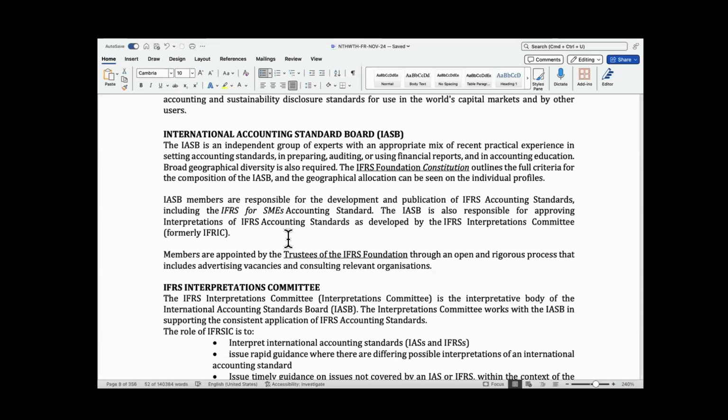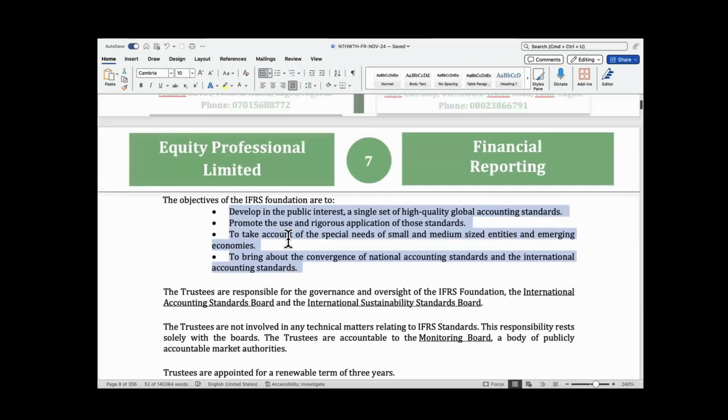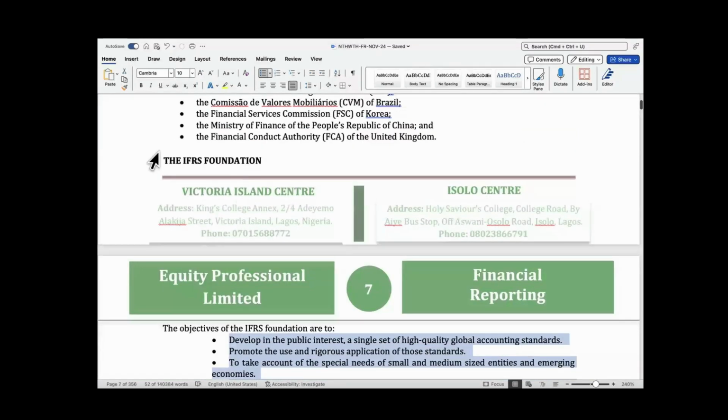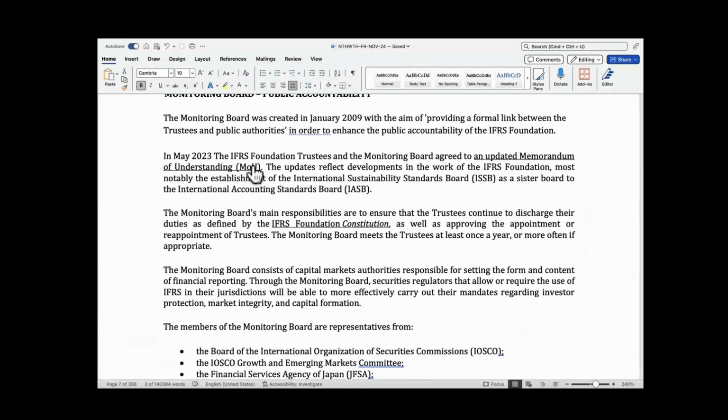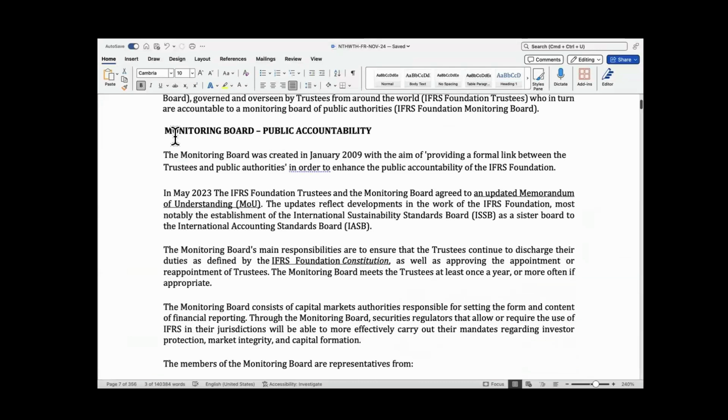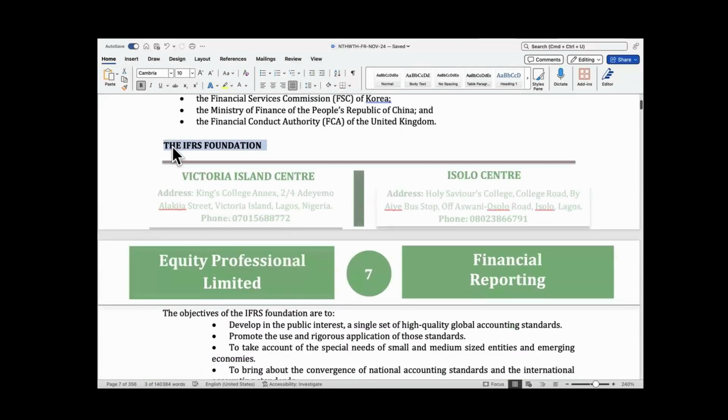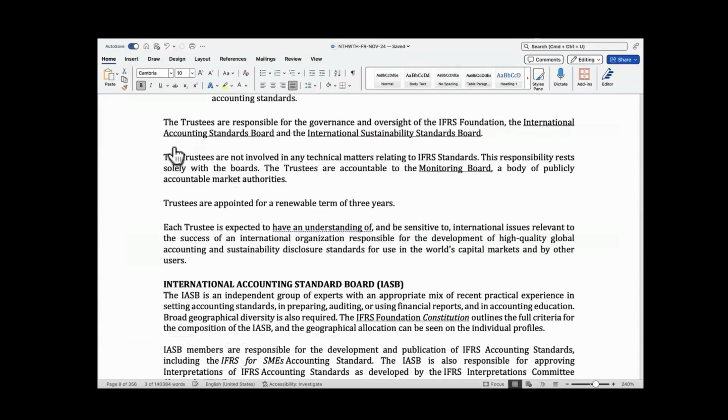Now, under the IFRS Foundation, that takes us to the main standard setting body, the people that actually set standards. You see, this IFRS Foundation is just like the management team. This monitoring board is just like the board of directors, so to say. These people are the management team. So they now have heads of departments, who of course will be part of the management people.